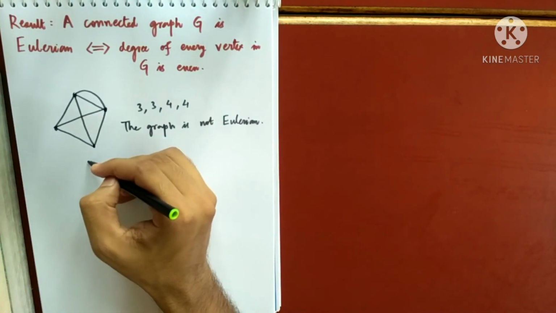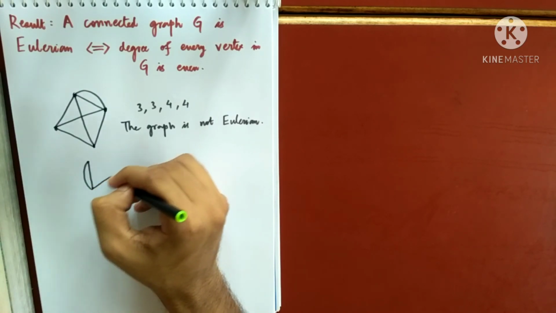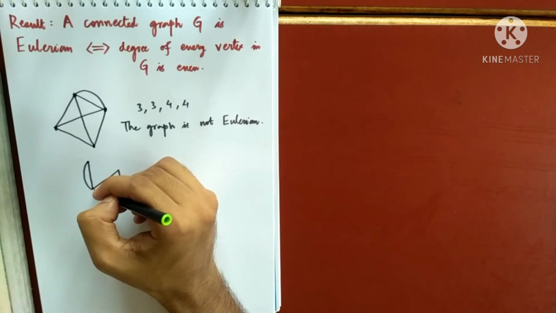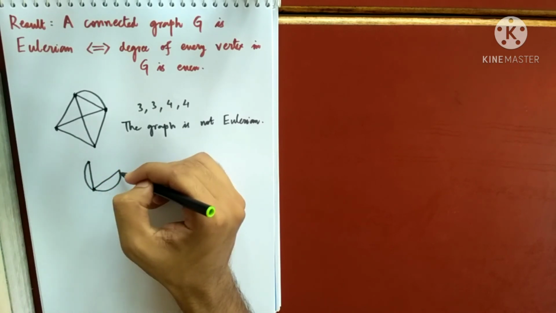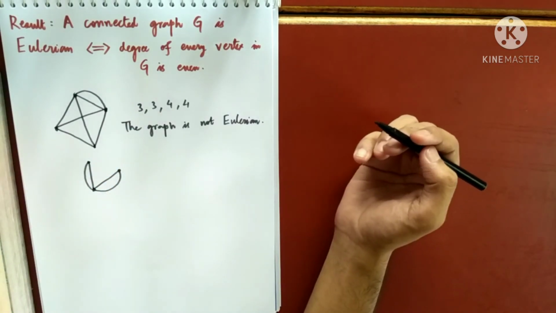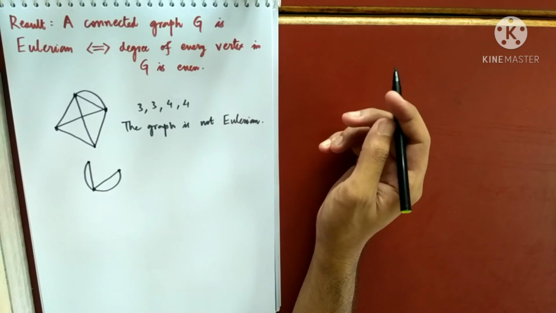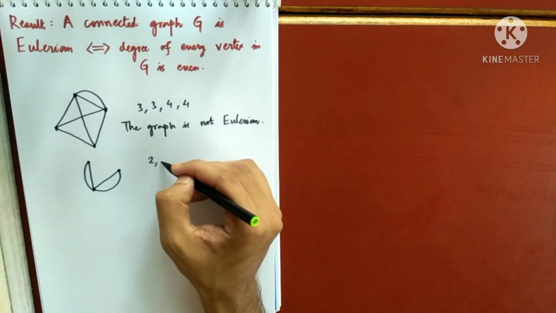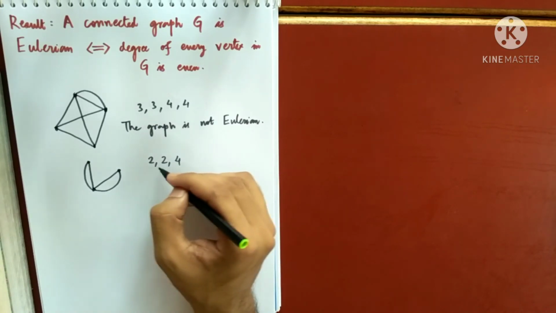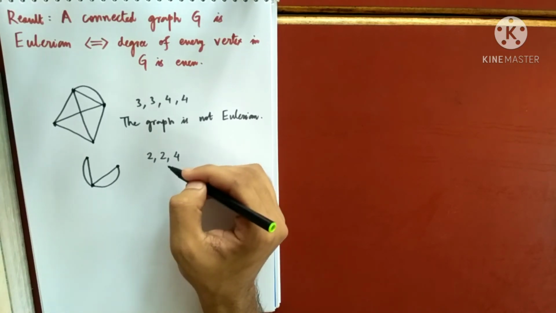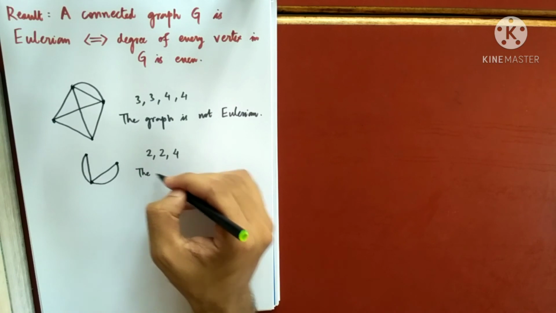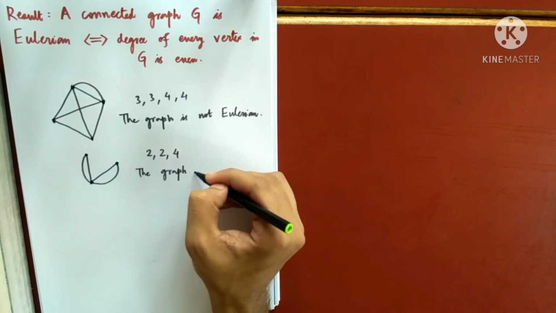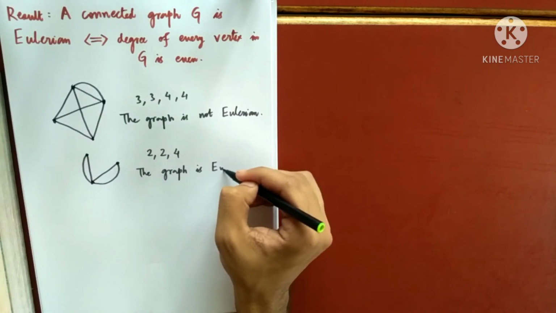Let me take another example. Is this graph an Eulerian graph? Yes, because the degree sequence is 2, 2, 4. Always write the degree sequence in increasing order. So you can just write down the degree sequence, I'm not writing all those things. So the graph is Eulerian. Keep this in mind.